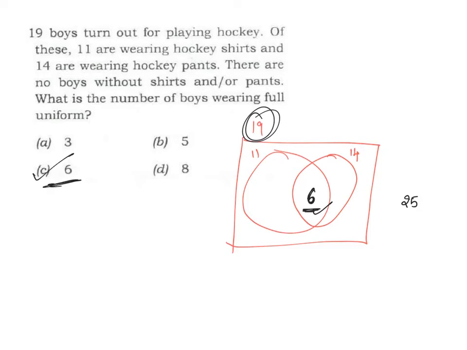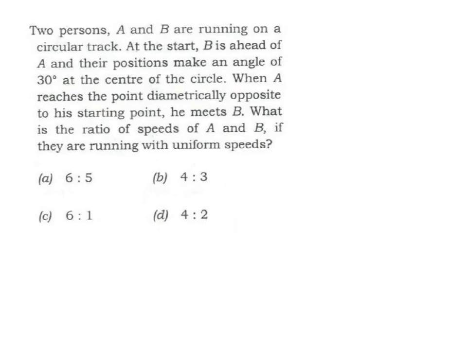Look at the next one. Two persons A and B are running on a circular track. At the start, B is ahead of A and their positions make an angle of 30 degrees at the center of the circle. When A reaches the point diametrically opposite to the starting point, he meets B. What is the ratio of speeds of A and B if they are running with uniform speeds?